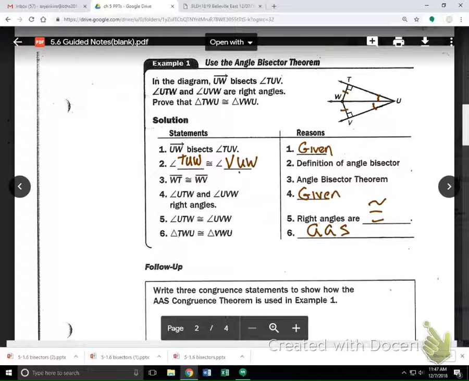Our next step on here is that follow-up question. Write the congruent statements that show how the AAS congruence theorem was used. So what angles were congruent and which sides were congruent?